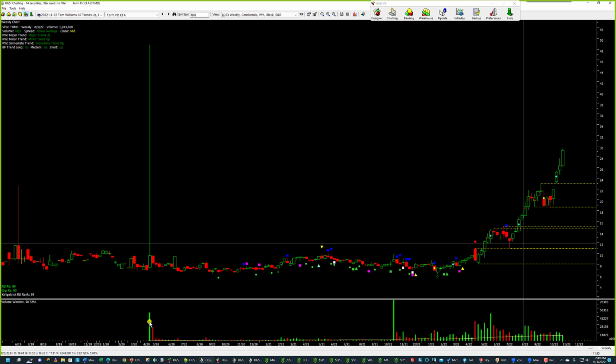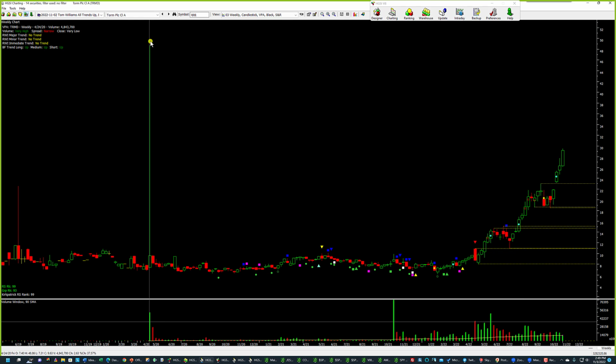This, I don't know. Look at this volume bar here, and this thing traded clear up to here. That doesn't seem right though. Seems like just bad data to me.